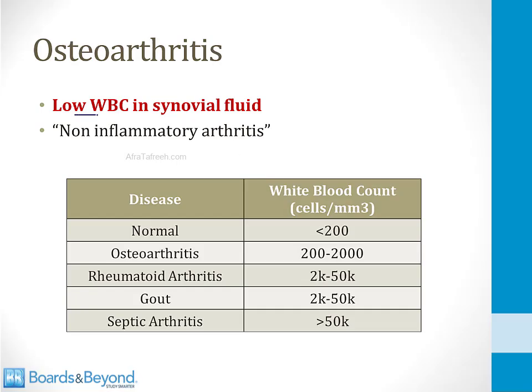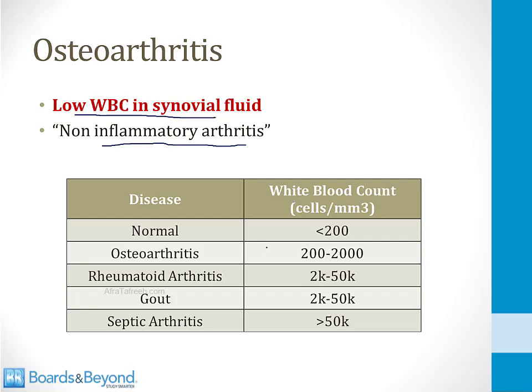will find a relatively low white blood cell count. And for this reason, osteoarthritis is referred to as a non-inflammatory arthritis. Now, this term is technically incorrect because there is inflammation going on in osteoarthritis, but what people mean when they call osteoarthritis non-inflammatory is that the white blood cell count is much lower than it is in other forms of arthritis that are considered inflammatory.